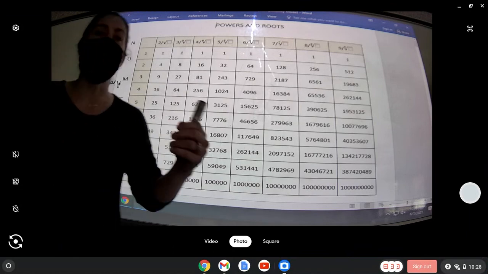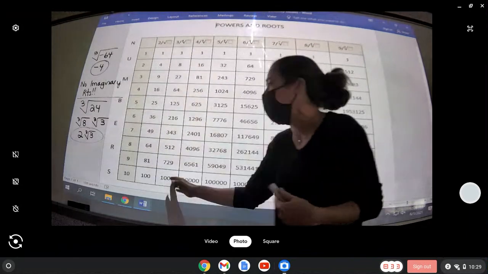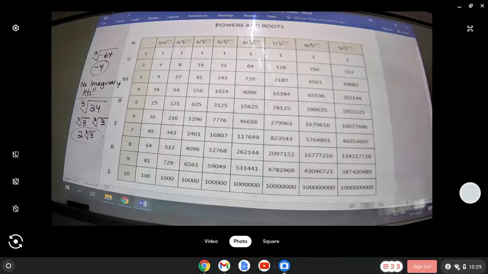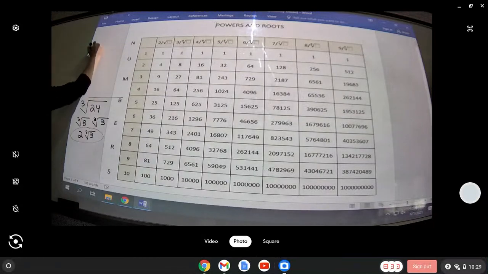So it should feel exactly like what we did with square roots, but now we're using third powers to help us, not square powers. All right, let's try another one. Then it asks you, what's the third root of negative 128?